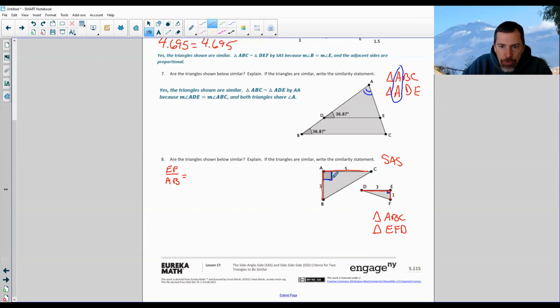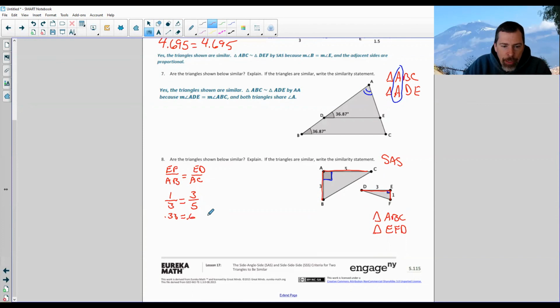And those have to be equal, and then I'm going to compare AC. So I know AC is first, last is ED. Okay, so EF is 1. AB is 3. Equals ED 3. And AC 5. Okay, well, 1/3 and 3/5. 1/3 is 0.33, and that does not equal 0.6.